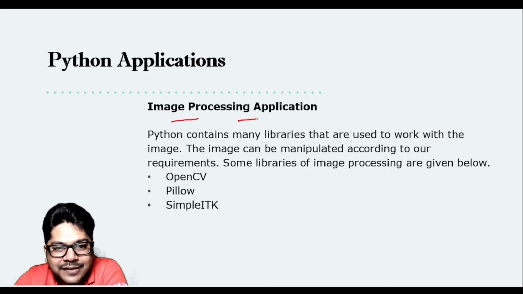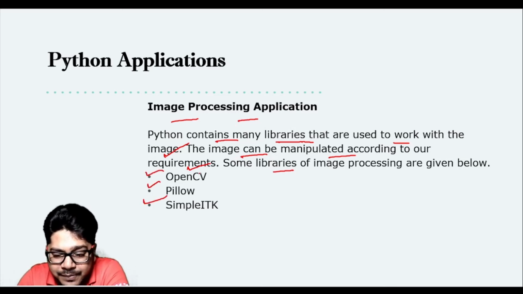Talking about image processing, Python contains many libraries that are used to work with images. Okay, image processing is very important in the current time also. The image can be manipulated according to our requirements. Some libraries for image processing are OpenCV, Pillow, SimpleITK. These are some libraries of image processing.